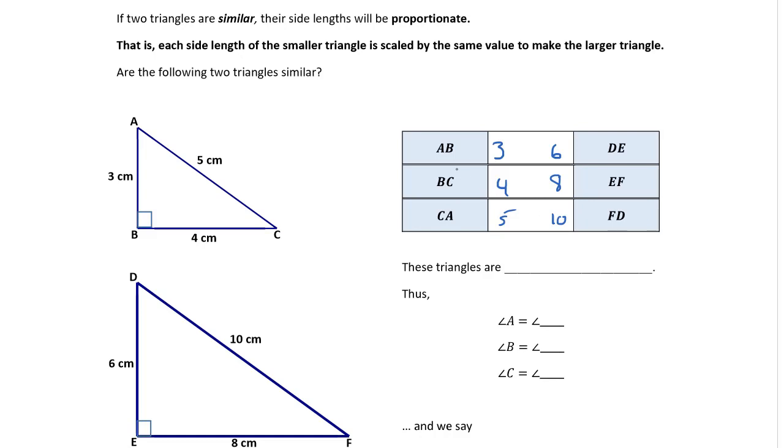We can see that the sides in the smaller triangle, triangle ABC, are half as long as the sides in the larger triangle, DEF. We can say that these two triangles are similar because corresponding sides are all scaled by the same value. When two triangles are similar, we can also say that corresponding angles are equal, which means that angle A is going to be equal to angle D, angle B will be equal to angle E, and angle C will be equal to angle F.